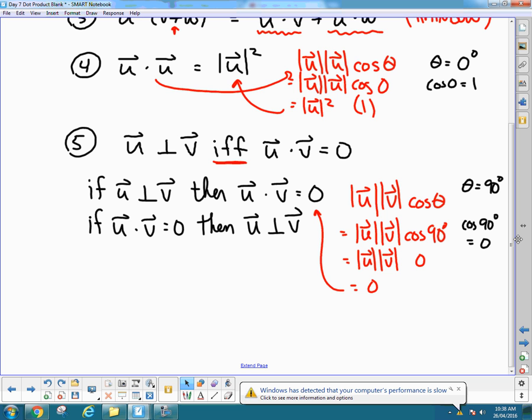Another word for perpendicular is orthogonal. You'll hear that word in some of my lessons or in other online video lessons. So perpendicular and orthogonal mean the same thing. But those are the properties of the dot product.